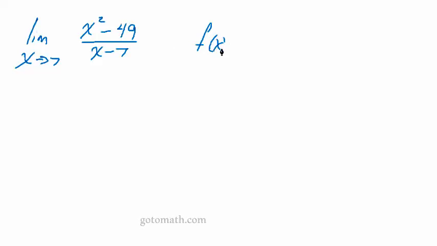Alright, we have the limit as x approaches 7 of x squared minus 49 over x minus 7. We're doing this numerically in this particular section here, just getting an idea of what this limit thing's all about.